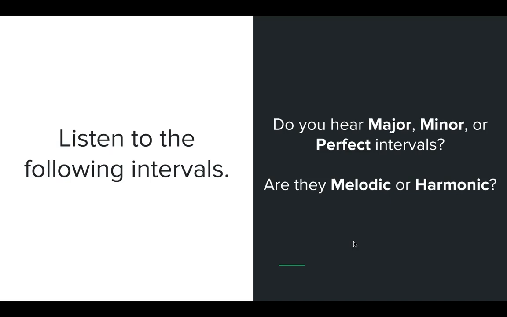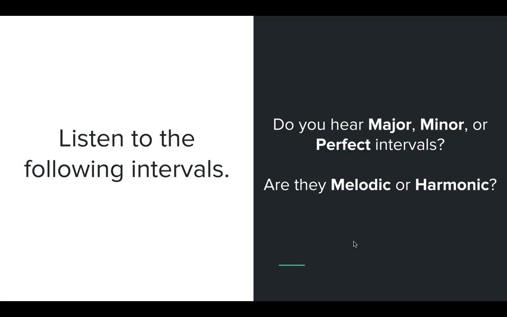Pretty close together. I'm going to step up using the scale. And I counted 3 steps. So 1, 2, 3 must be a third, and it was happy. So it's a major third, and I played them at the same time. So it's harmonic. This is a harmonic major third.